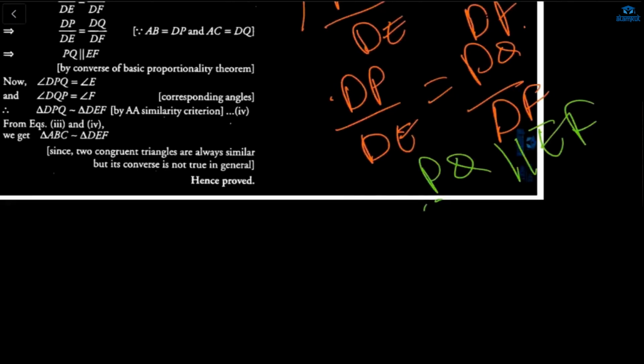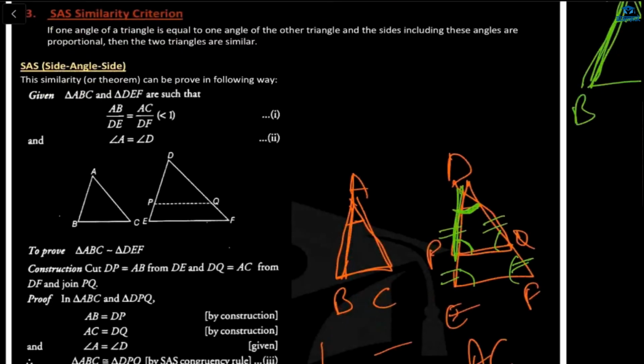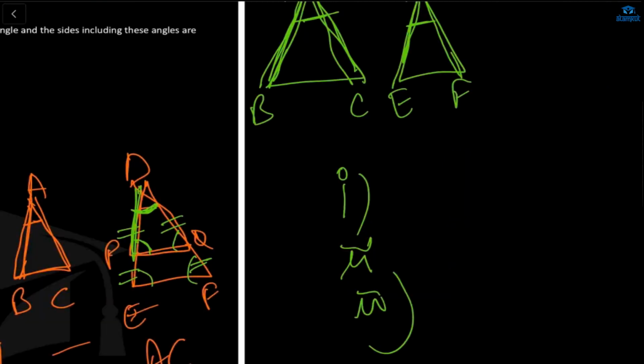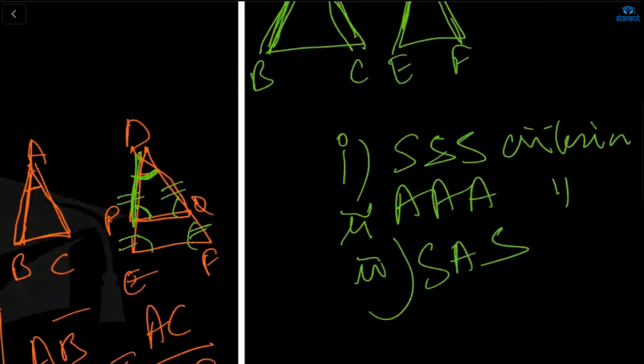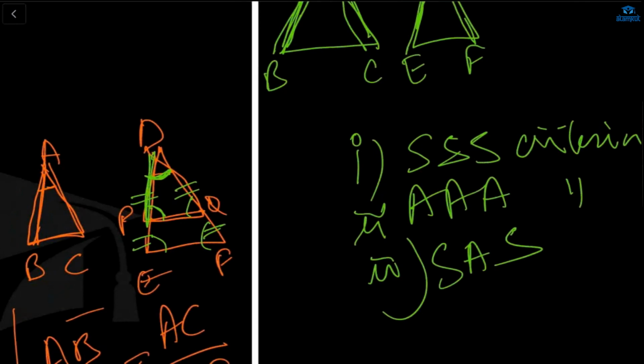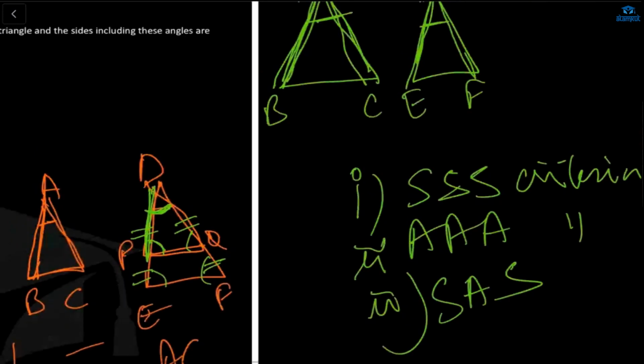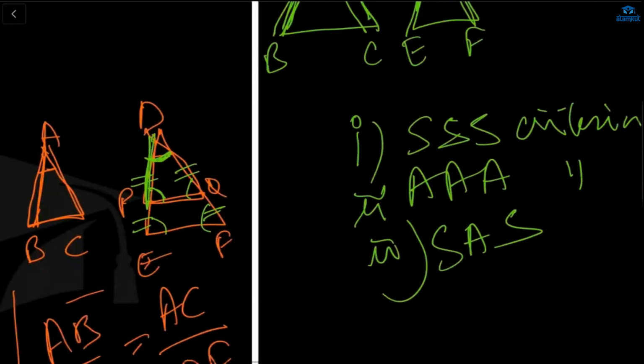Okay, in any of the three cases, do you have any doubt? There are three criteria: SSS criteria, AA criteria, and SAS criteria. In SSS, if all three sides are in ratio, that means all three angles will be equal. If in AA, all three angles are equal, that means both triangles' sides will be in ratio. In SAS, if one angle is equal to one angle in the other triangle and the sides containing the angle are in the same ratio, that means both the triangles are similar.